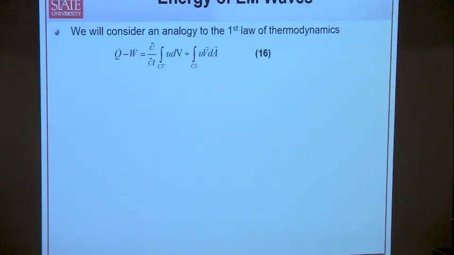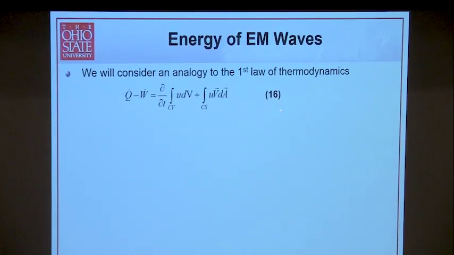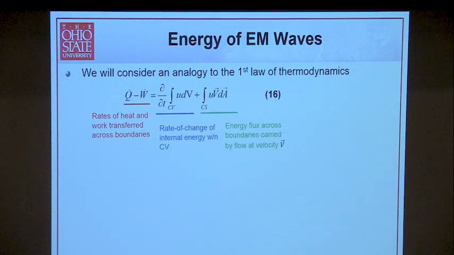Okay, now let's look a little bit at energy of electromagnetic waves. This is kind of where we're going to be able to define our quantity of flux. Let's consider the analogy of the first law of thermodynamics. Many of you are familiar with this. We have Q dot and W dot. This is the heat transferred across boundaries, the work performed across boundaries. We have the specific internal energy. Okay, that's the energy per unit volume. And then we have the energy flux across the boundaries carried at velocity v. So this is the first law of thermodynamics.